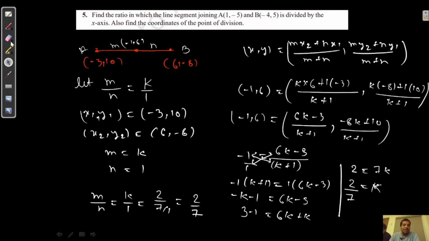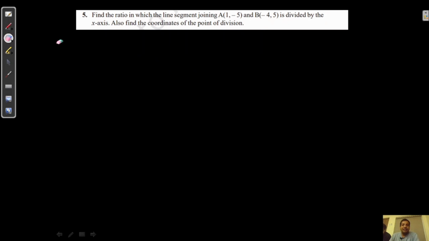Okay, so now I am having question number 5. Find the ratio in which line segment is divided by x-axis. So today this is the last question which we are going to see. The rest 5 questions are your homework for today. So go home and solve the rest 5 questions. Tomorrow we are going to discuss that. So that is the last question that we are discussing today.